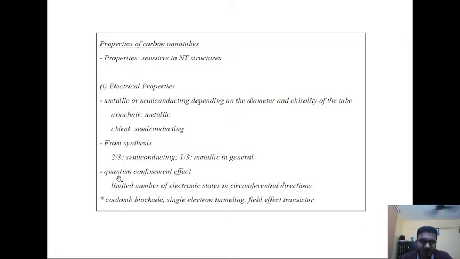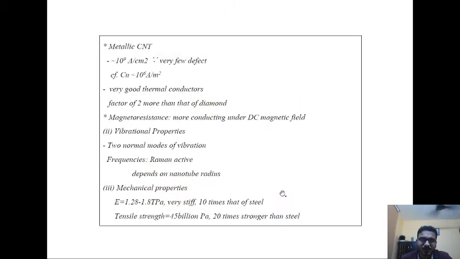There is a quantum confinement effect which has a limited number of electronic states in the circumferential direction. Then metallic carbon nanotubes have very few defects. They are very good thermal conductors, having a factor of twice that of diamond. There is also magnetoresistance, which is more conducting under a DC magnetic field.